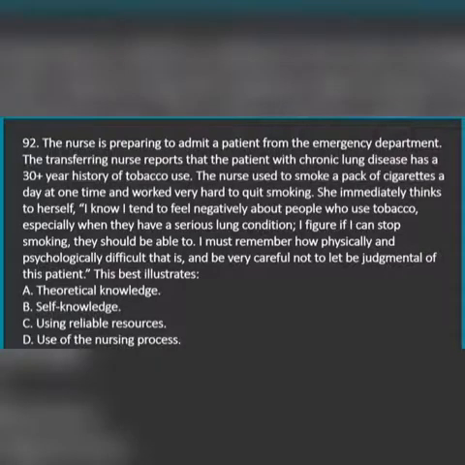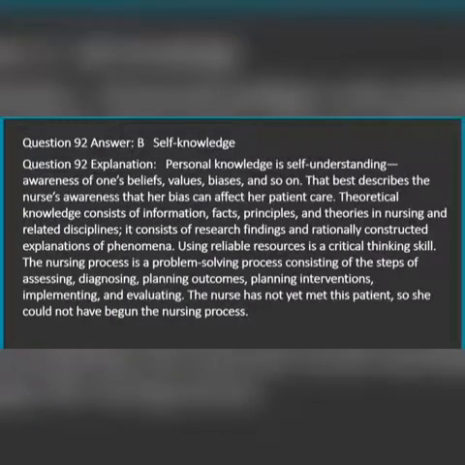A. Theoretical knowledge. B. Self-knowledge. C. Using reliable resources. D. Use of the nursing process. Question 92 Answer. B. Self-knowledge. Question 92 Explanation. Personal knowledge is self-understanding, awareness of one's beliefs, values, biases, and so on. That best describes the nurse's awareness that her bias can affect her patient care.